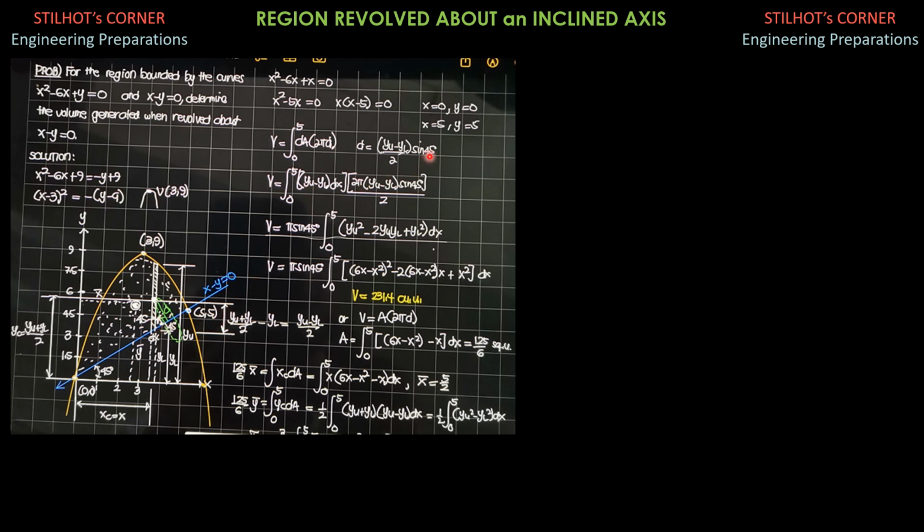So D, where is that? Here, that's half of the height of the strip, which is 1/2 quantity upper y minus lower y, times sine of 45 degrees, because this is also 45 degrees. So that's the distance of the centroid of the strip from this axis of revolution.